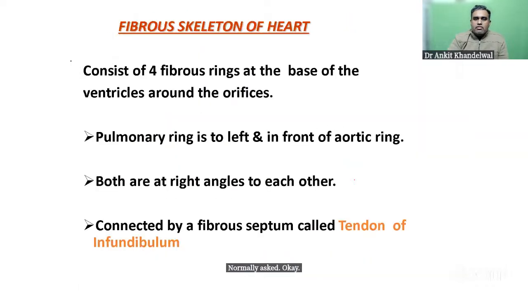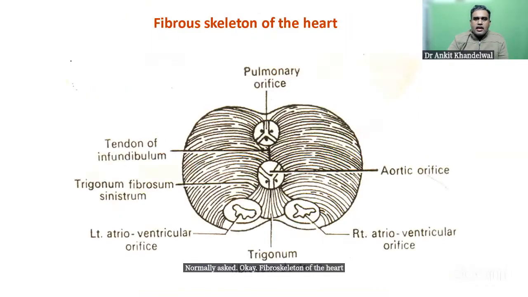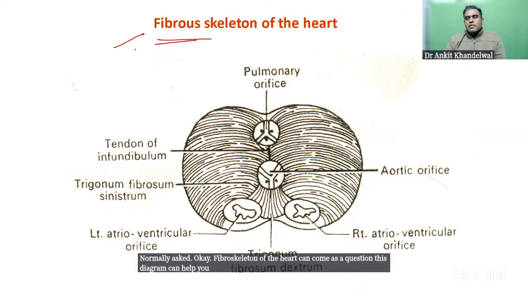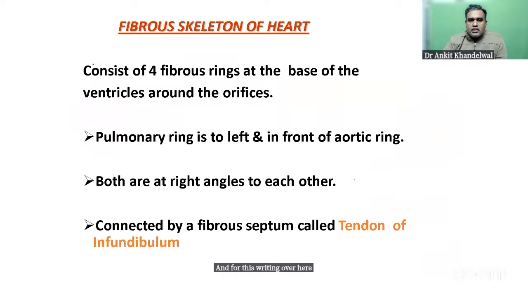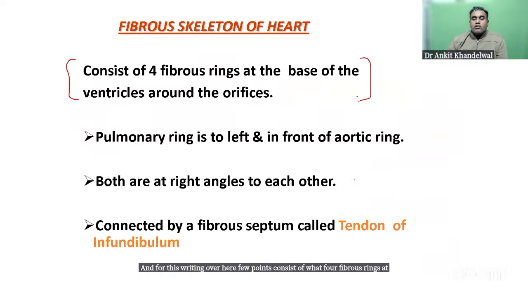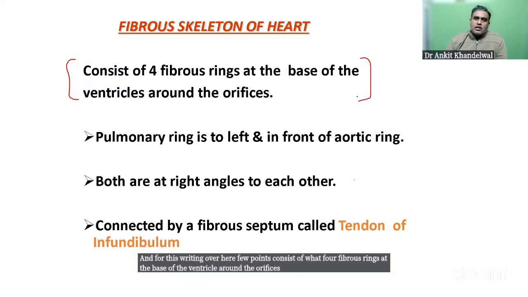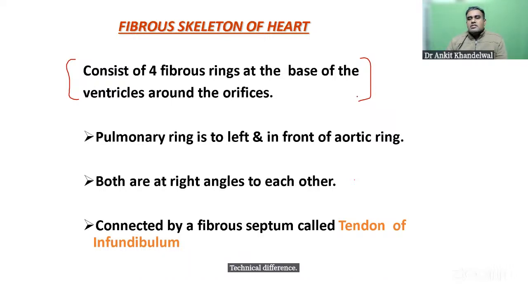Okay. Fibrous skeleton of the heart can come as a question. This diagram can help you. Fibrous skeleton is basically how all the valves are correlated or joined to each other. A small topic, but it can come. Practice this diagram. And for writing, a few points: it consists of 4 fibrous rings at the base of the ventricle around the orifices. Orifices are your pulmonary orifice, aortic orifice, mitral orifice, tricuspid orifice. These are 4 basic orifices.